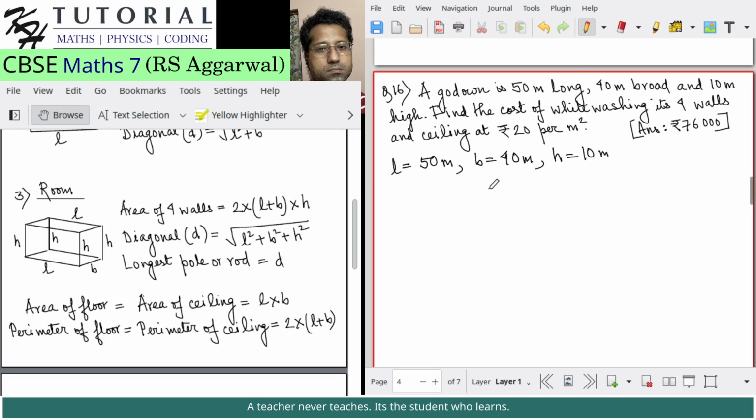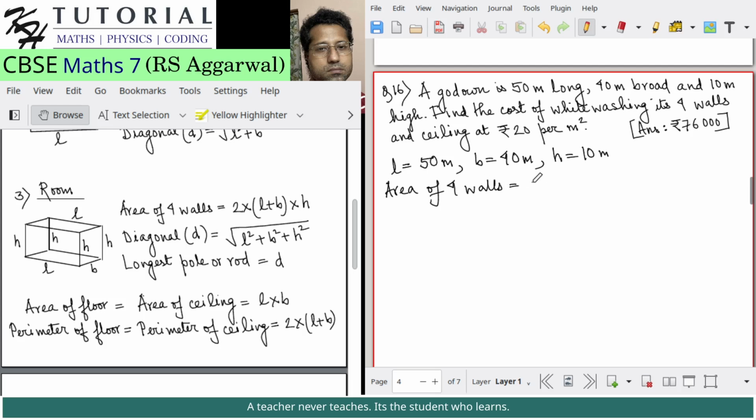Okay, so first I have to find the total area of the 4 walls and the ceiling, and then I will multiply it with the cost rate of whitewashing, which is rupees 20 per meter square. Okay, so area of 4 walls.